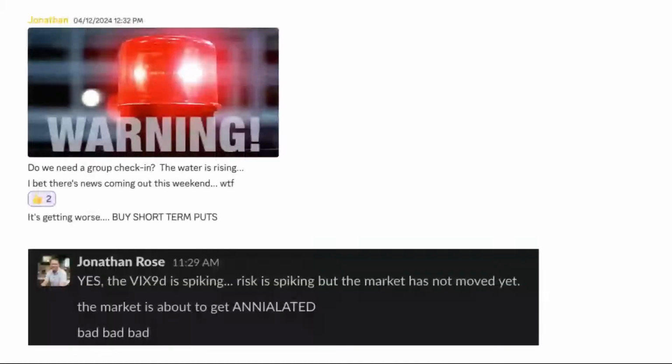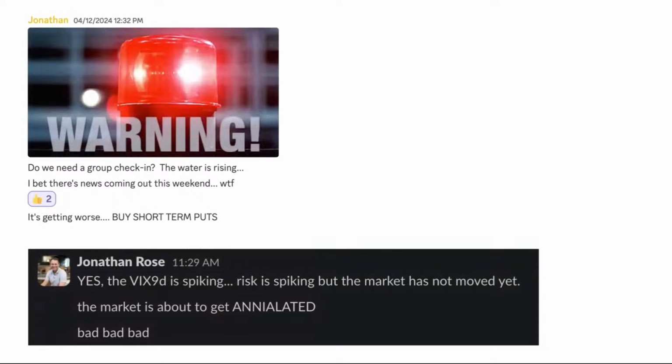April 12th, once I got to see this VIX movement, we sent a warning. Do we need to check in, guys? The water is rising. I'm just saying risk is rising. I bet there's news to come. It's getting worse. Look to buy short-term puts.